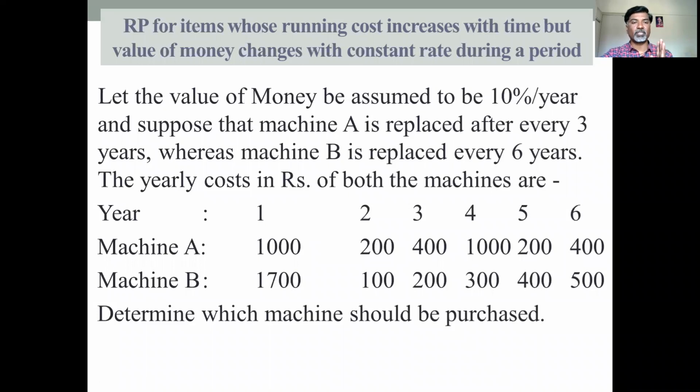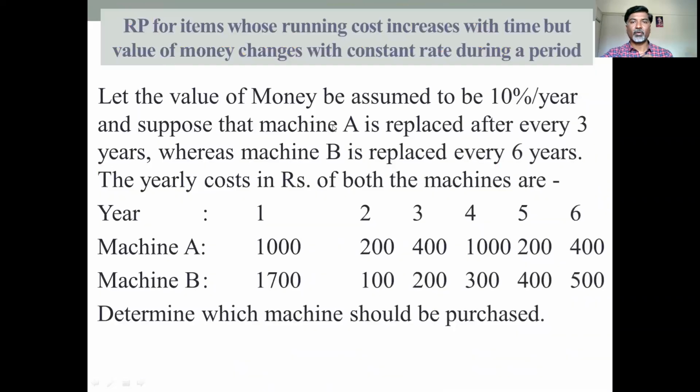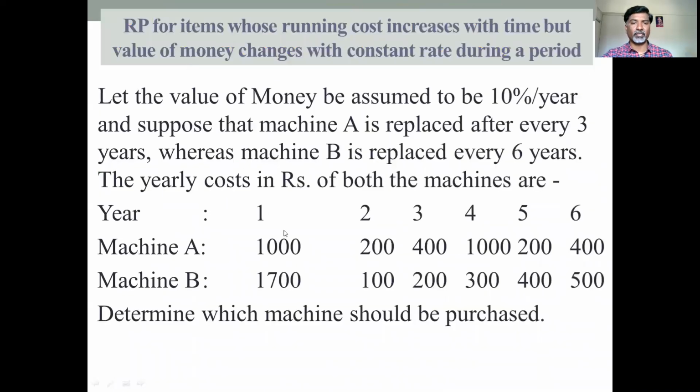How to decide whether to purchase machine A or machine B? We'll see. Here they have given that machine A has to be replaced every 3 years. So after 3 years, you are going to calculate the different expenses that will occur. We have taken the discount rate as 10% per year for machine A for 3 years. That is given.